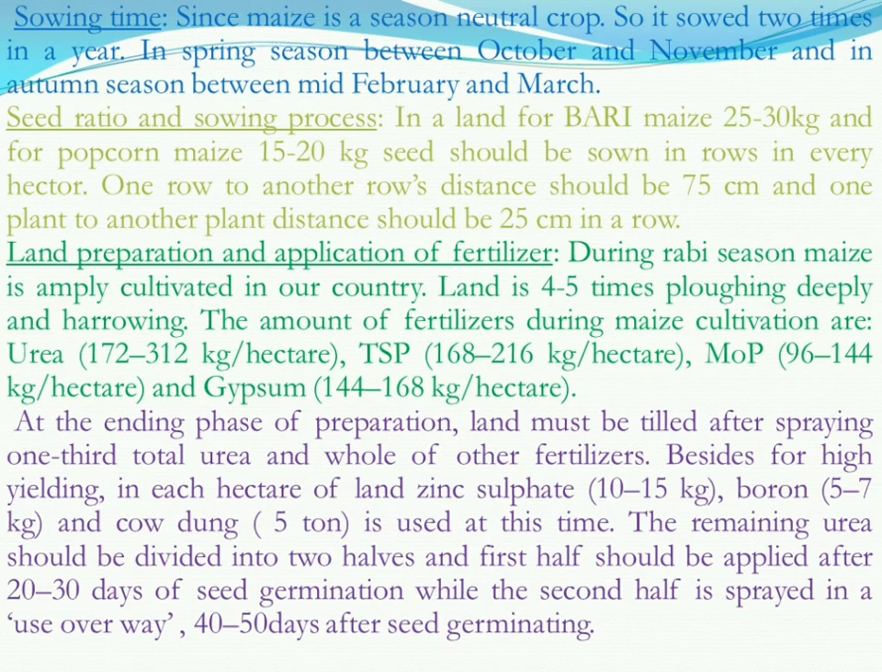The remaining urea should be divided into 2 halves, and the first half should be applied 20 to 30 days after seed germination. That means when the sapling forms or the seed is germinated. After 20 to 30 days have passed since germination, we give the first installment of urea, and the second installment should be given when the seed germination age is 40 to 50 days.